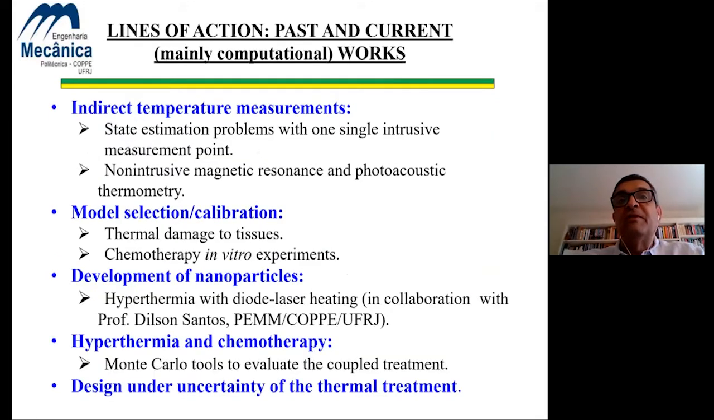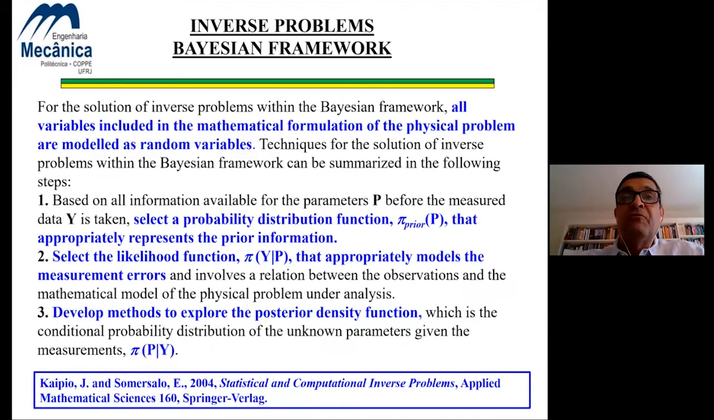Our lines of action for the last 10 years have included works, and I would say actually mostly computational works, dealing with the indirect temperature measurements, the model selection and model calibration, the development of nanoparticles, the analysis of hyperthermia and chemotherapy coupled treatments, and the design under uncertainty of the thermal treatment of cancer. For the solution of the related inverse problems, we have been using techniques within the Bayesian framework of statistics.